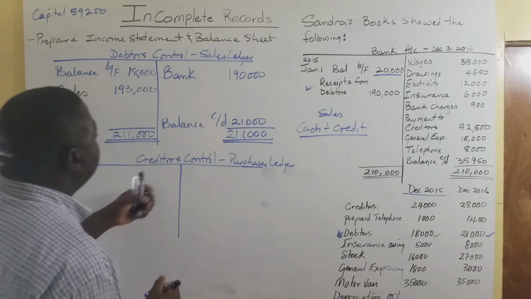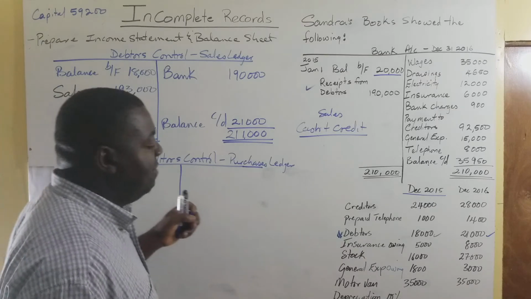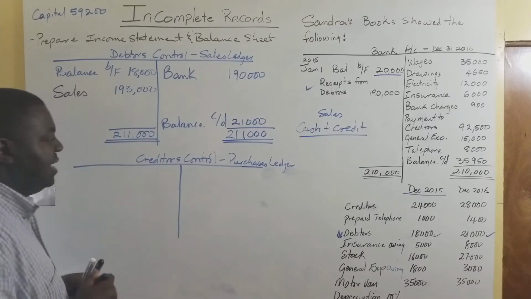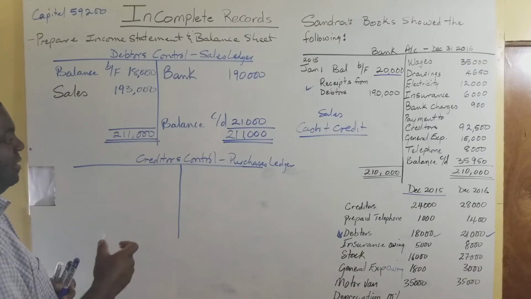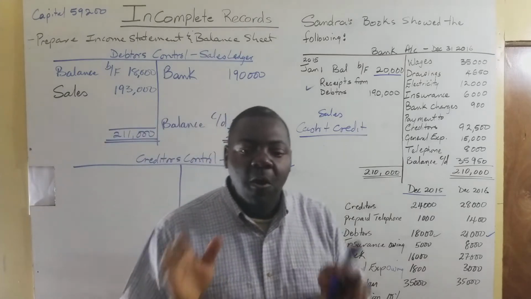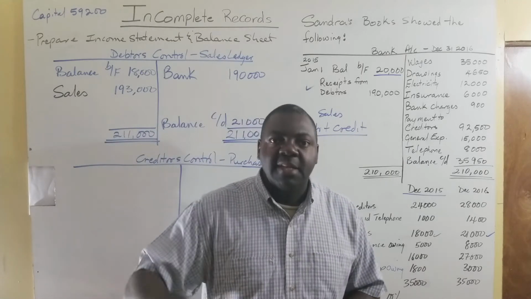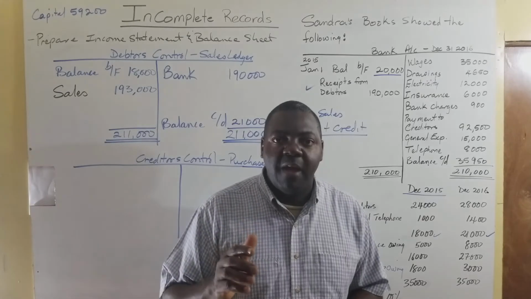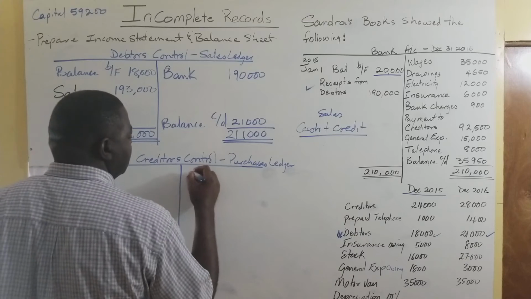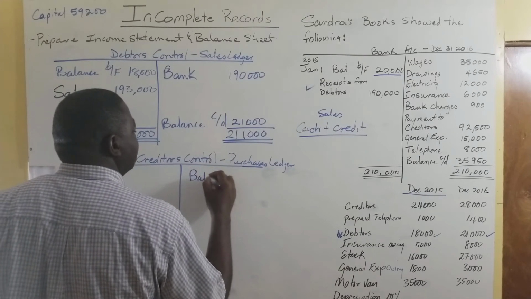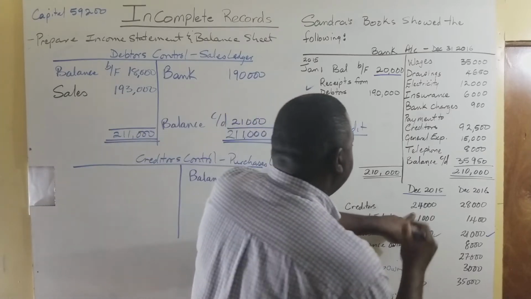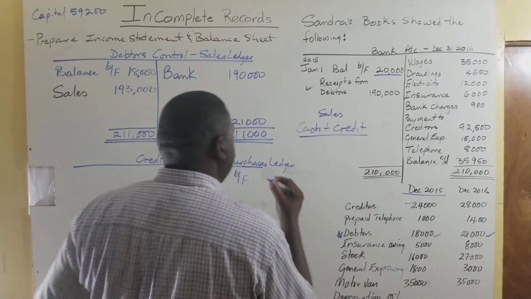Now, we're going to the debtors control and we're doing the same thing. We're going to take the opening balance of the creditor, and now we're saying that the creditors control account is dealing with our creditors, and creditors are a current liability. So the opening balance would be on the credit side. So we're going to put in the opening balance here. So it's going to be balance brought forward, and that's the opening figure, which is the earlier figure, which is 24,000.